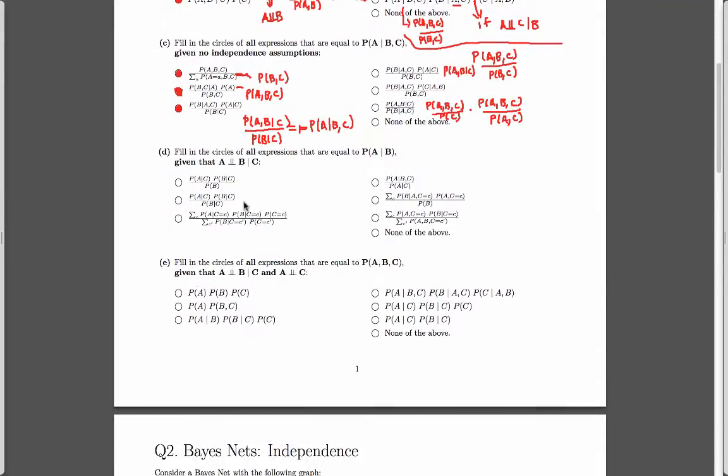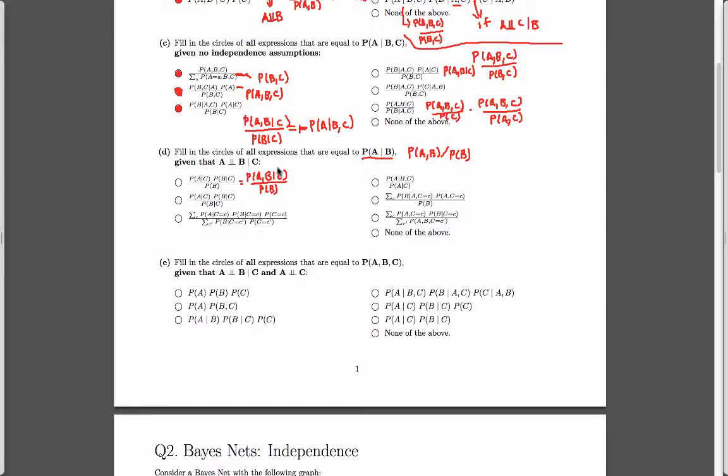Now let's look at part D. In this question, we're trying to find all the expressions that are equal to the probability of A given B, which we know will be just the probability of A and B divided by the probability of B, given that we know that A is independent of B given C. We have the probability of A given C times the probability of B given C divided by the probability of B. So on top, because A is independent of B given C, we know that this is the probability of A, B given C divided by the probability of B.